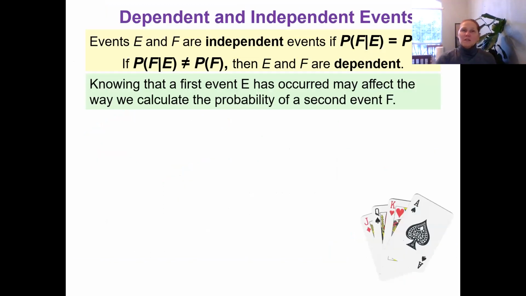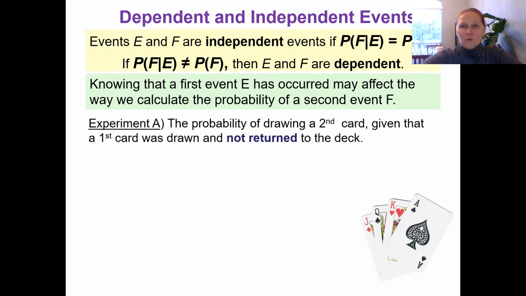We can determine whether events are dependent or independent using conditional probability. The events E and F are called independent if the probability of F given E is the same as the probability of F by itself. If they are different, so the probability of the event F can be influenced by the event E, the occurrence of event E changes the probability, then they are dependent events.